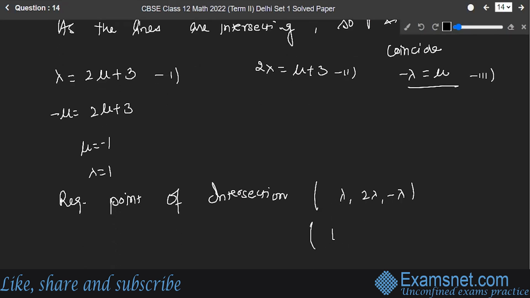So this is equal to (1, 2, -1). So the motorcycles may collide at this point, and this is the answer to the question.